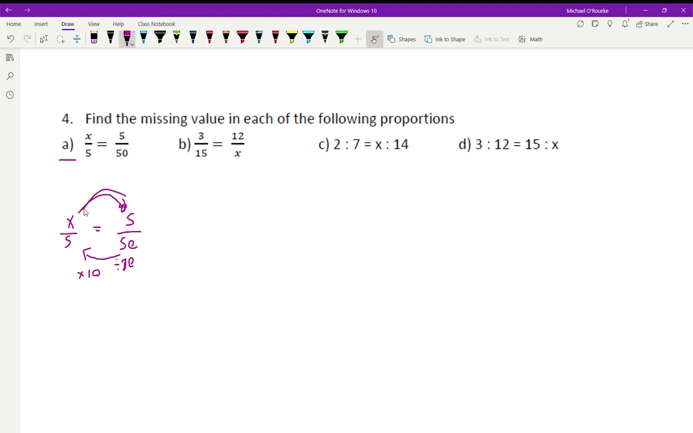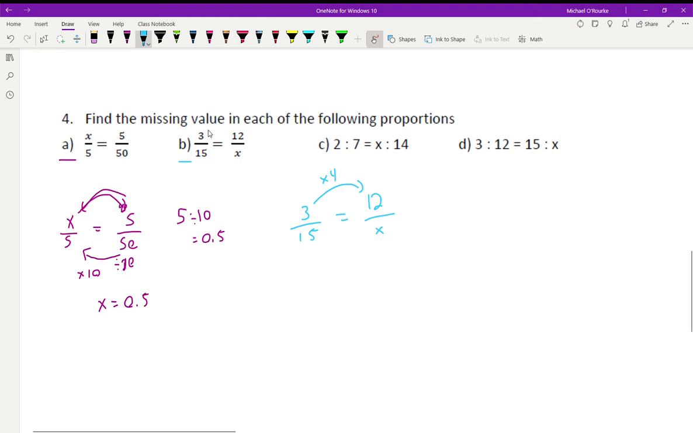I'm going to make this arrow go that way. So we go, what's 5 divided by 10? Equals 0.5. So x equals 0.5. I'm sorry, that's a really messy question I made for you. So B, 3 over 15 equals 12 over 15. So 3 times what equals 12? Okay, 3 times 4 equals 12.